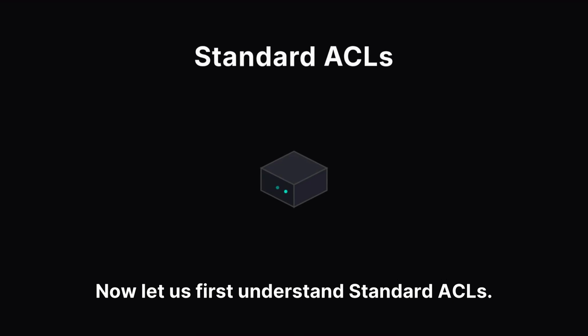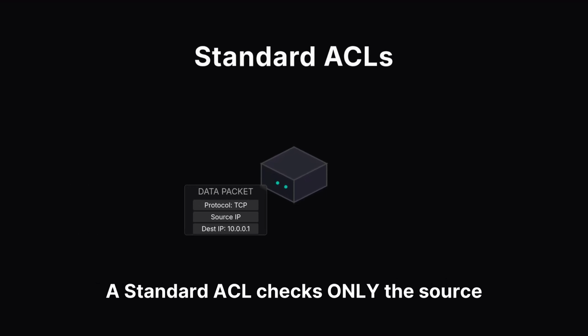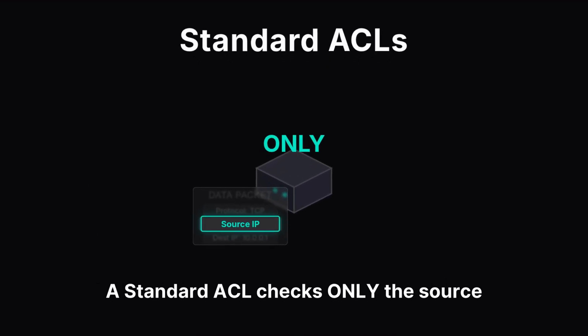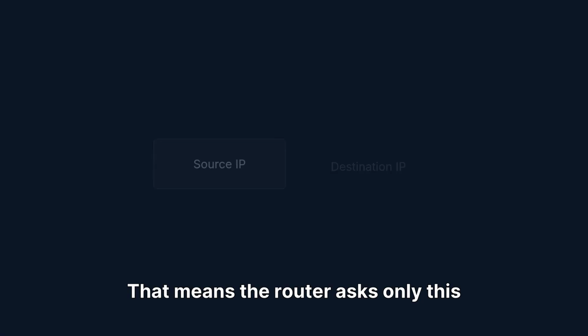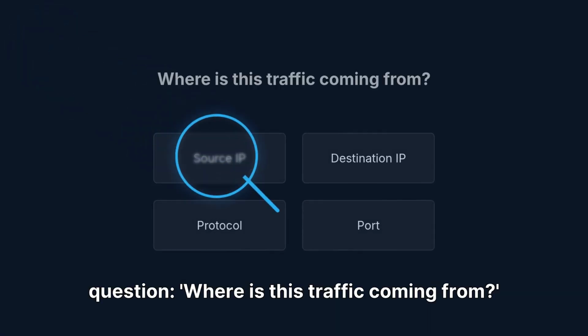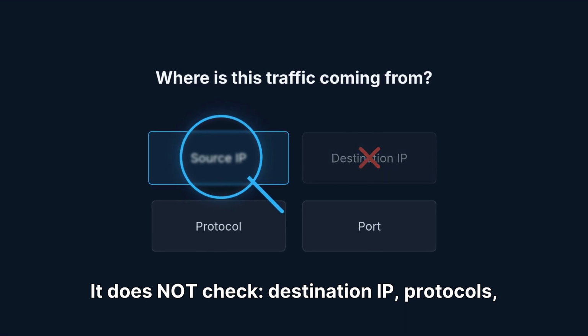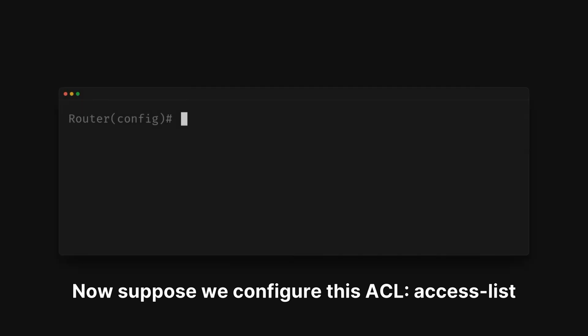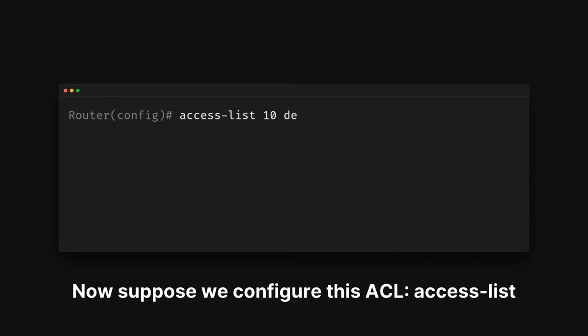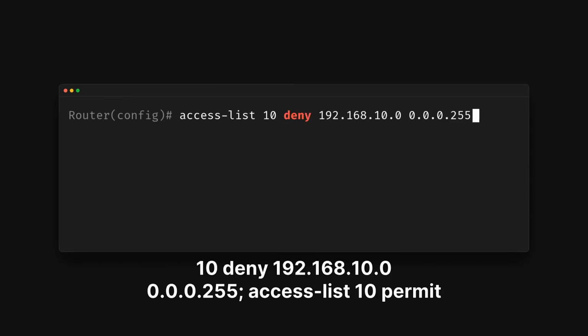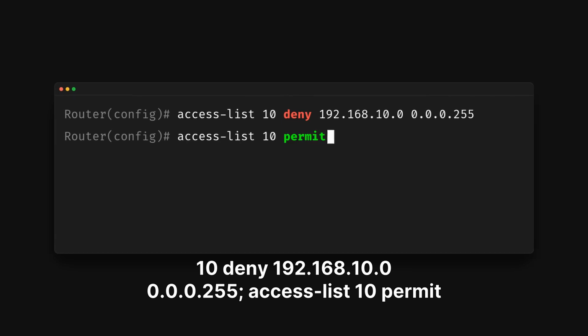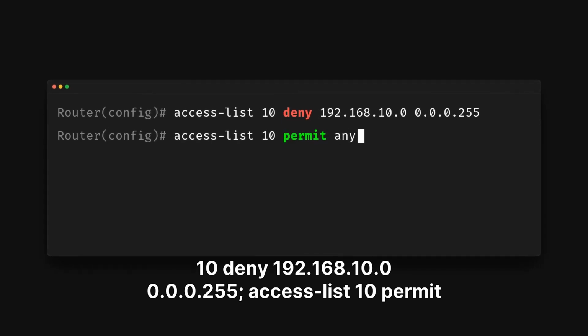Now let us first understand standard ACLs. A standard ACL checks only the source IP address. That means the router asks only this question: where is this traffic coming from? It does not check destination IP, protocols, or ports. Now suppose we configure this ACL: access list 10 deny 192.168.1.0 0.0.0.255. Access list 10 permit any.